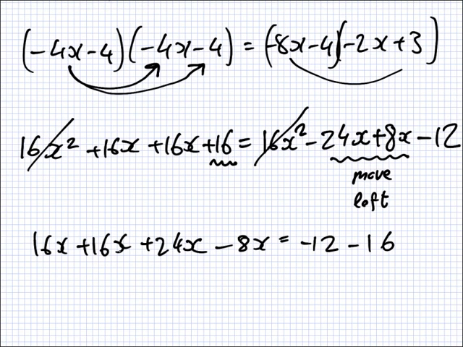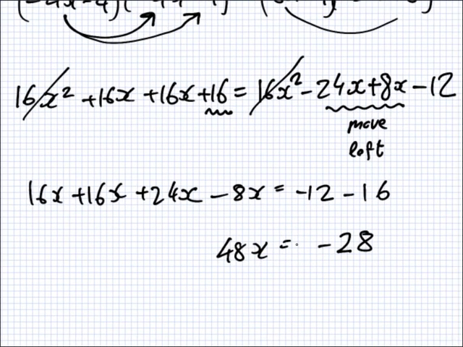16 plus 16 is 32. 52x. Final is 52, when I add the 4 of them. 52x cubed? No, just x, because you're not multiplying. And is it right? Is it 52? No, 40. Oh, sorry, I wrote 28. Sorry for that. 48. 48x equals minus 28.